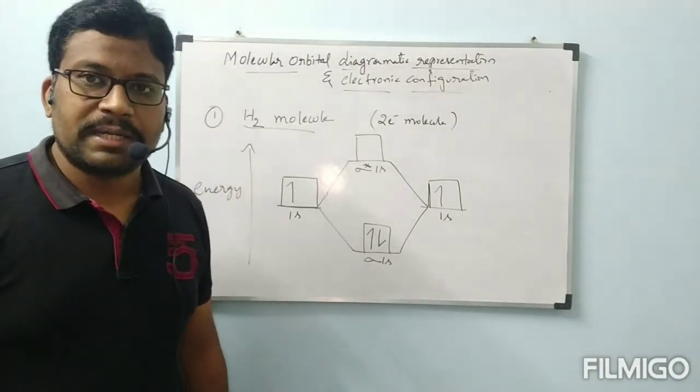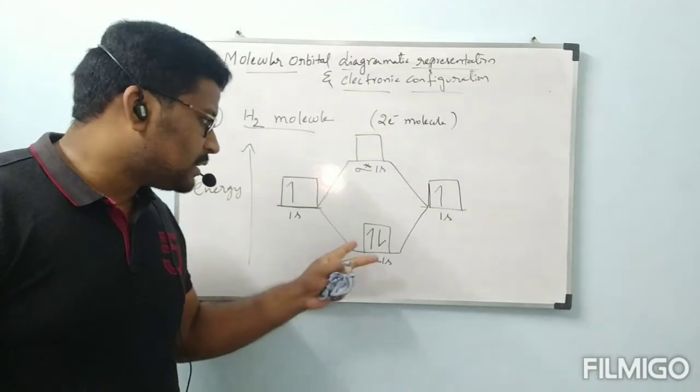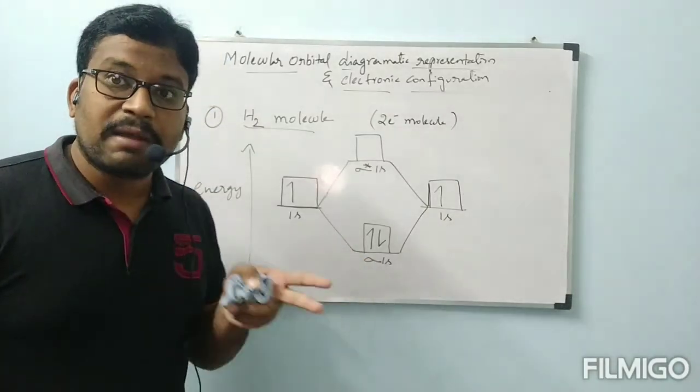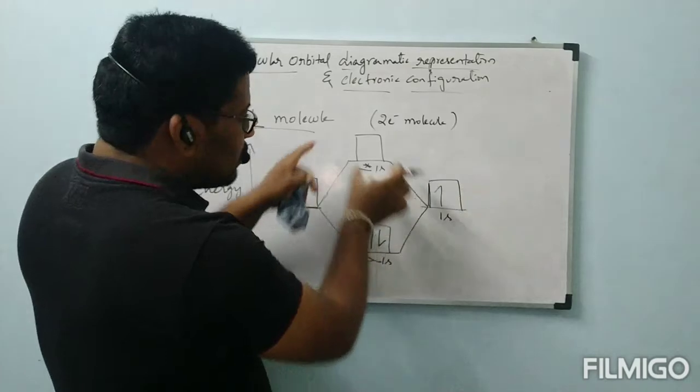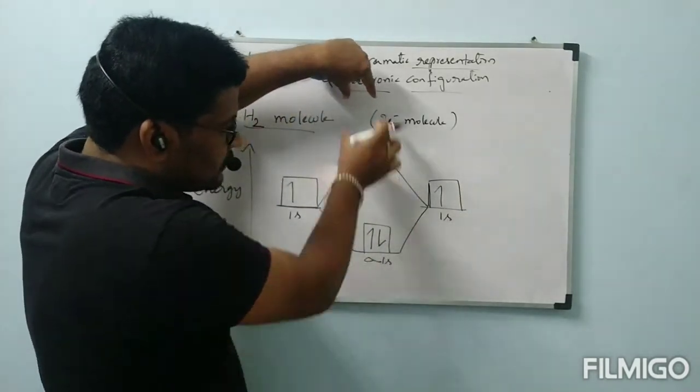No electron will be present in sigma star 1s. Two electrons are present in sigma 1s only, by following the Aufbau rule. These are completed, leave that one. Now this one only we have to see.